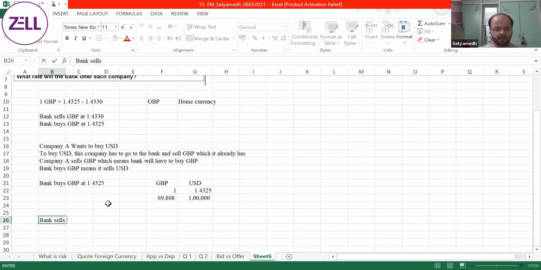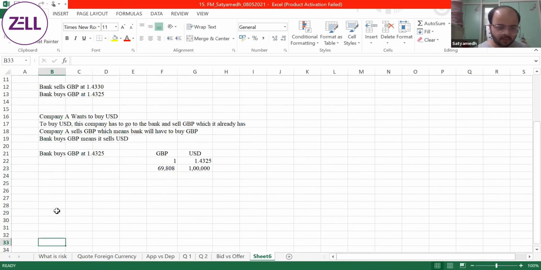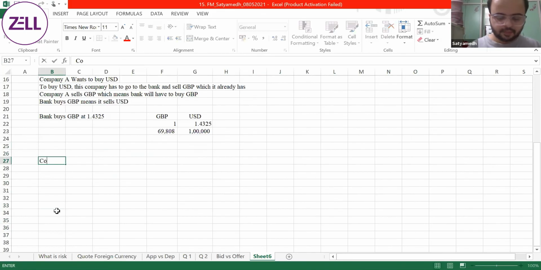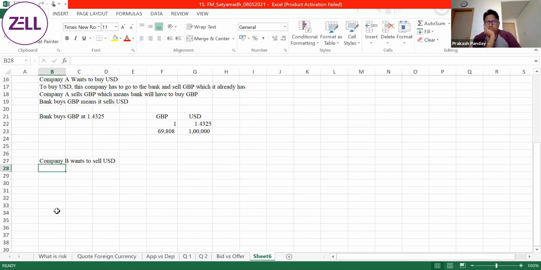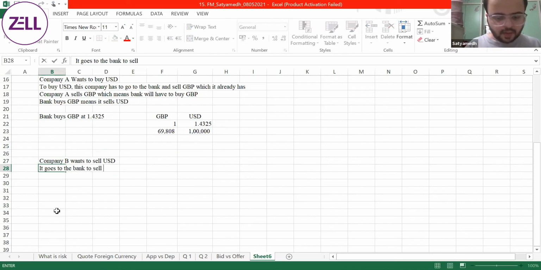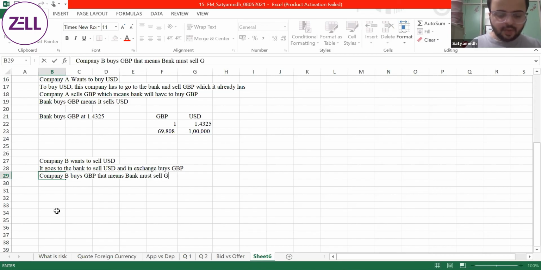बैंक sells GBP. Okay, नहीं. Company B का देखते हैं. What is company B saying? Company B wants to sell dollar. Company B wants to sell USD. It goes to the bank to sell USD and in exchange buys GBP. If company B buys GBP, that means bank must sell GBP. Do you agree?